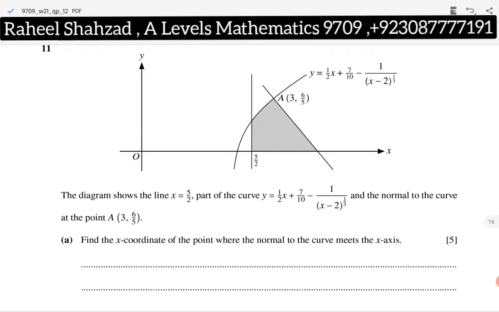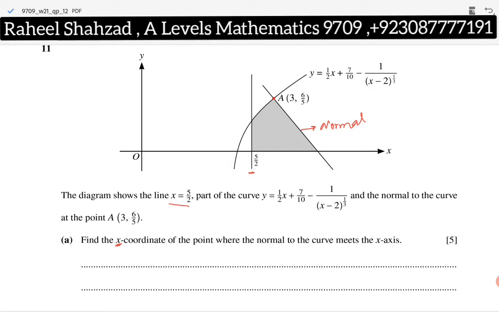Now question number 11 is of integration. First of all, we have the curve y equals 1 by 2x plus 7 by 10 minus 1 divided by (x minus 2) power 1 by 3. The diagram shows the line x is equal to 5 by 2, part of the curve, and the normal to the curve at the point 3, 6 by 5. Okay, this is the normal. Find the x coordinate of the point where the normal meets the x-axis. We'll have to find the equation of the normal and find the x-intercept.